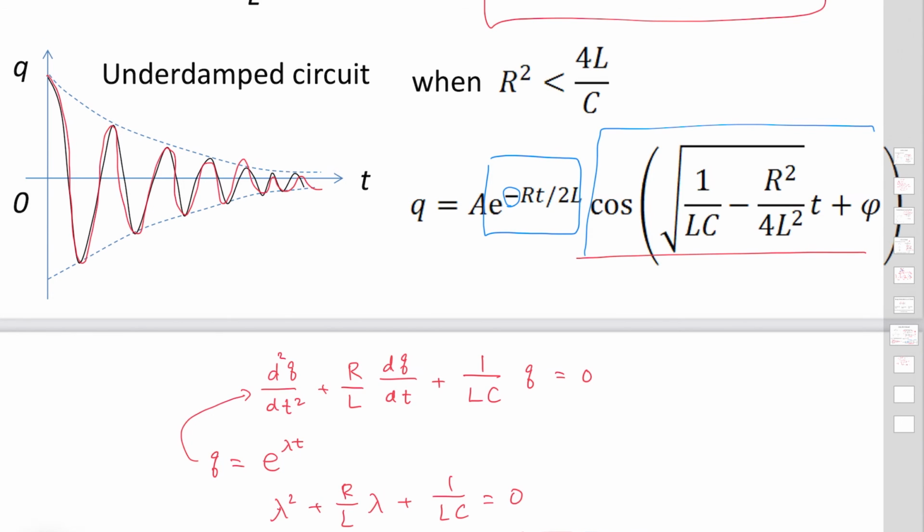So I explained some circuits in this lecture. Okay, this is the end of this session, and also the end of today's session.